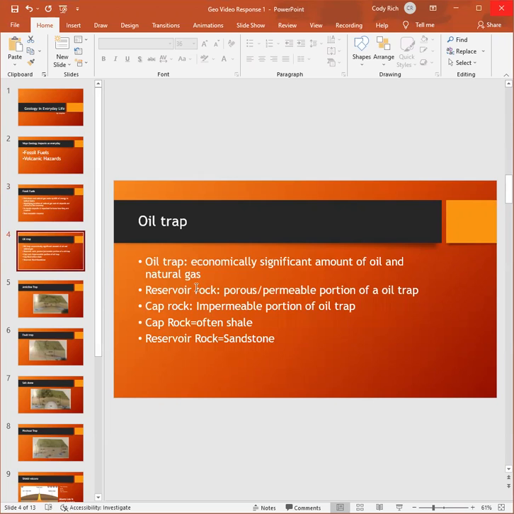So we find these fossil fuel-rich deposits are known as oil traps. They are economically significant, which is a big thing that we just talked about. We need it to actually be large enough to make it worthwhile to go after. And there's a few components to an oil trap.